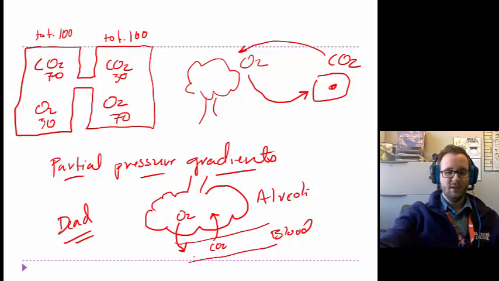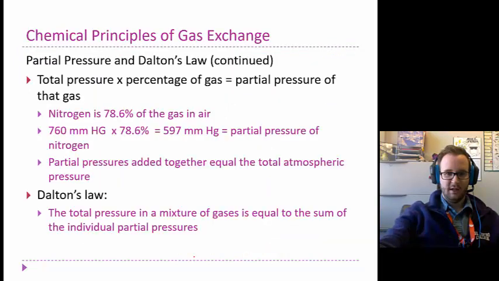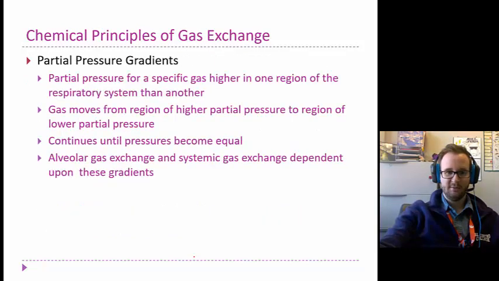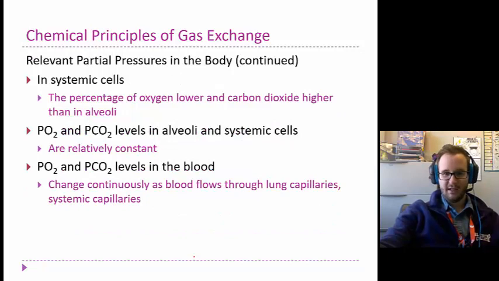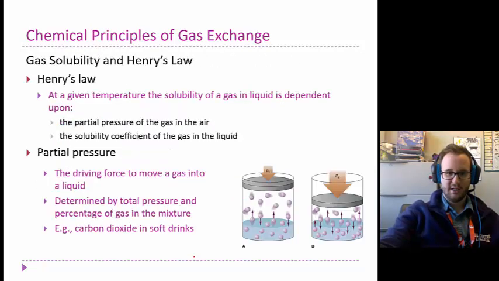Okay, so I added too many blank slides, but y'all have this information. I talked about this with y'all. We established the partial pressure gradients. We talked about why this is important for our body and what happens inside of the alveoli and our tissues. We talked about this slide.